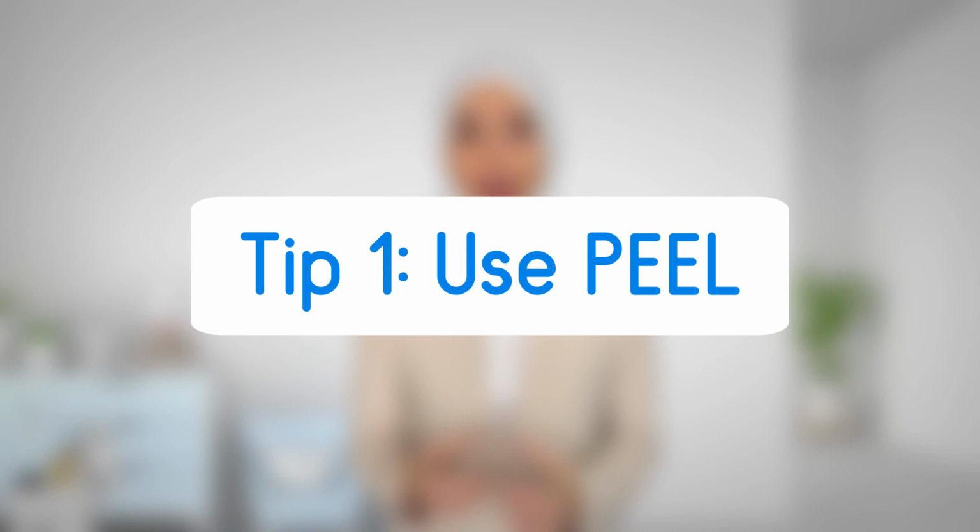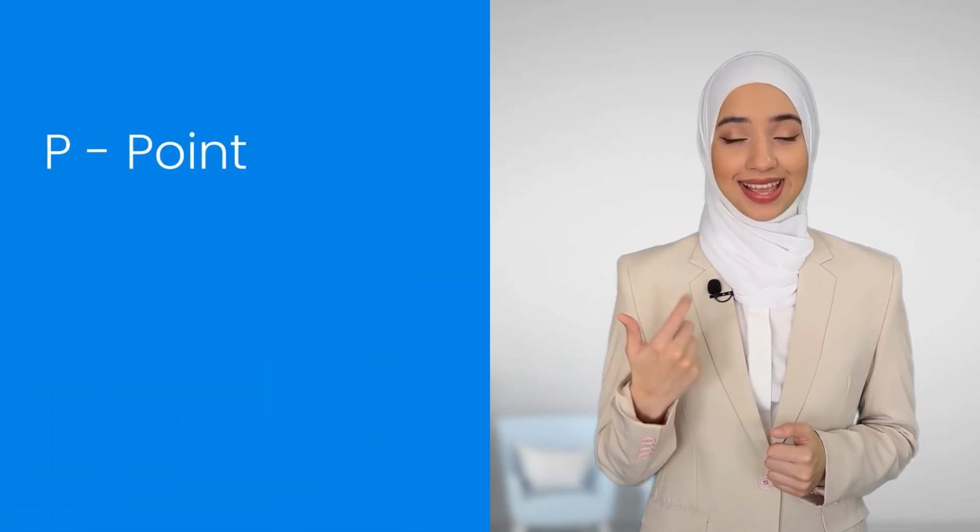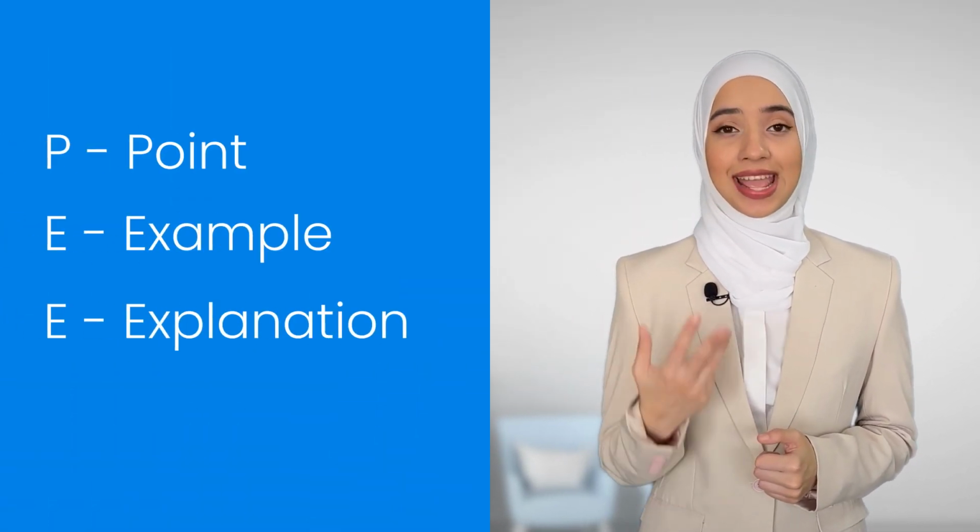The first tip that you can use to ace your writing task 2 from IELTS is to use the acronym PEEL and apply it to the structure of every paragraph in your writing assignment. Now, PEEL stands for point, example, explanation, and link.